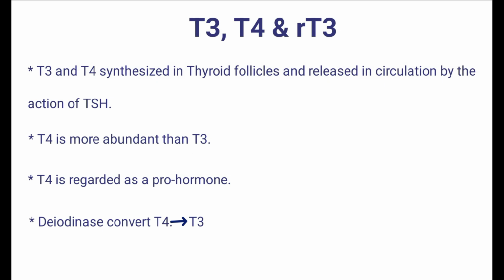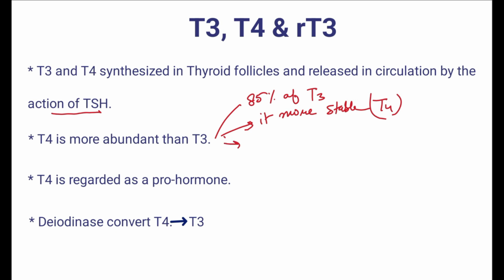T3 and T4 are synthesized from the thyroid follicles and are released in the circulation by the action of thyroid stimulating hormone, which is released from the anterior pituitary. T4 is more abundant than T3. Approximately 85% of T3, which is present in the blood, is produced by T4. It is more stable than T3, and the half-life of T4 is around a week.